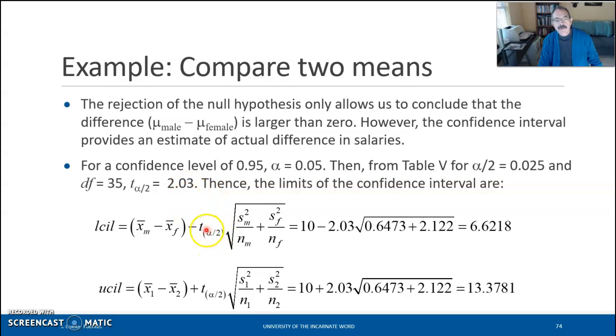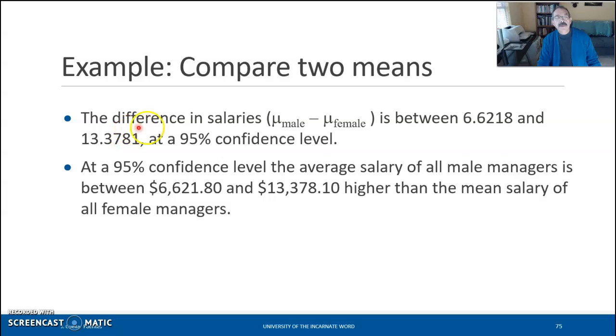All right, so now we have this t value. We have the difference of the two means. We know the sample means, we know the sample variances and the sample sizes. So if you plug in all those numbers in here, you find that the lower confidence interval limit is 6.6218 and the upper confidence interval limit is 13.3781. All right, so the difference in salaries, males minus females, is between 6.6218 and 13.3781 at a 95% confidence level.